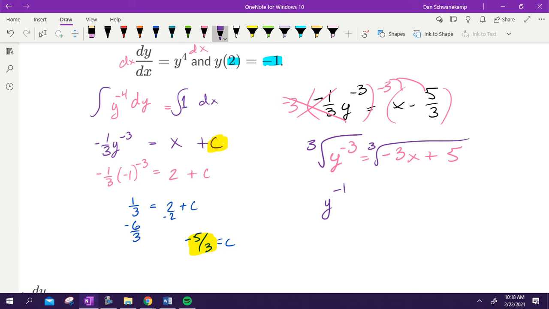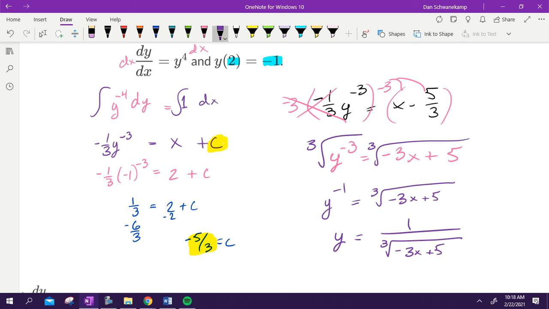So I'm going to have y to the negative 1, because I didn't get rid of the negative 1. I got rid of the 3. Okay, the cube root over here is going to be the cube root of negative 3x plus 5. I still need to get rid of the negative 1 power. How would I get rid of the negative 1 power? Reciprocal. Take the reciprocal of both sides. That is going to be my answer.